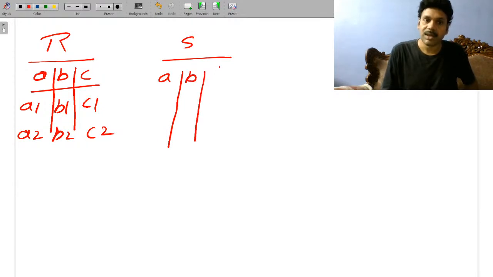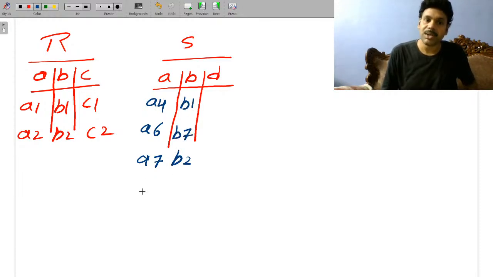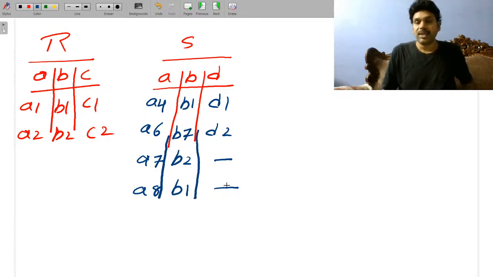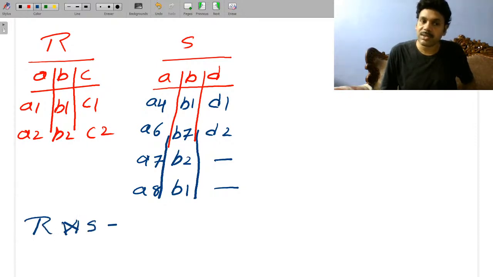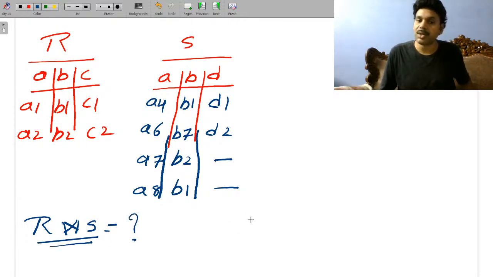I am saying A, B, D, and the data I am giving like this: A4, A6 and A7, B1, B7 and B2, A8 and B1. So we don't mind about that. You may have any kind of data in other columns. Now, if I ask you, R natural join S, how many rows are you going to get? Question mark, you can fill my answer.